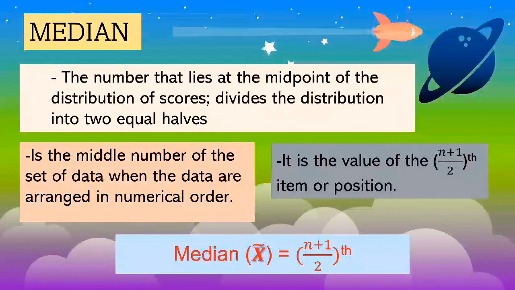To identify the position of the median in a set of data, we are going to use the formula n plus 1 all over 2. So take note, class, that we need to arrange first the data in order for us to identify the median.